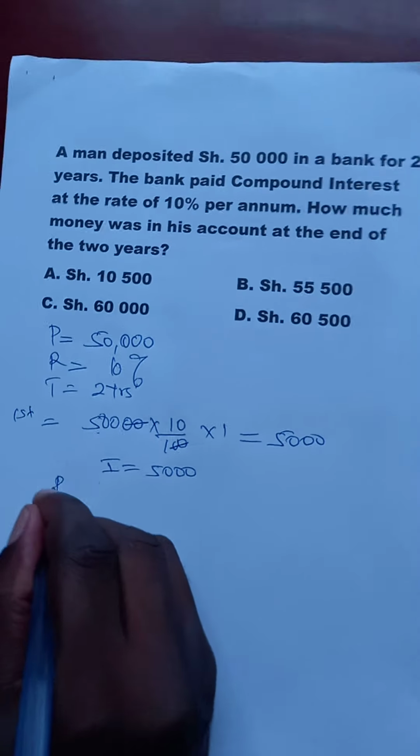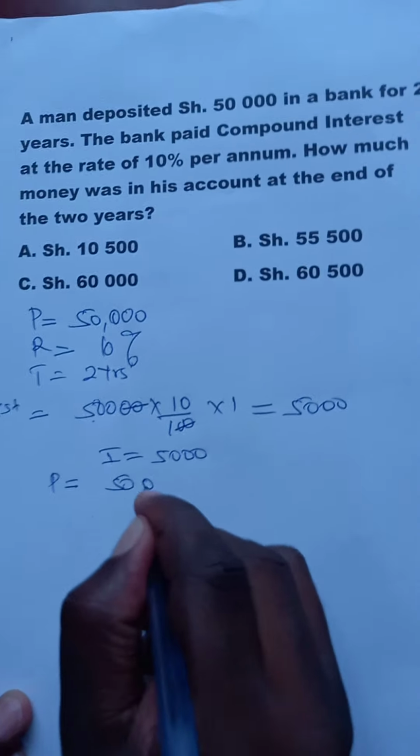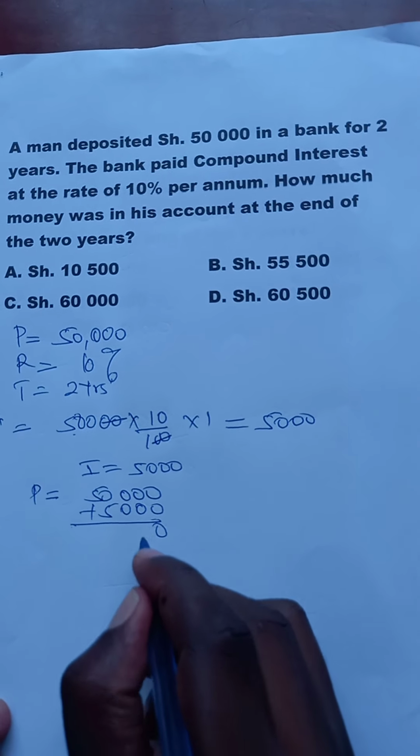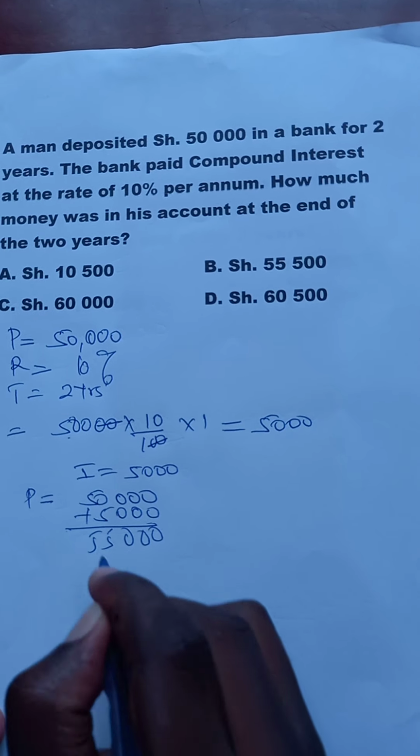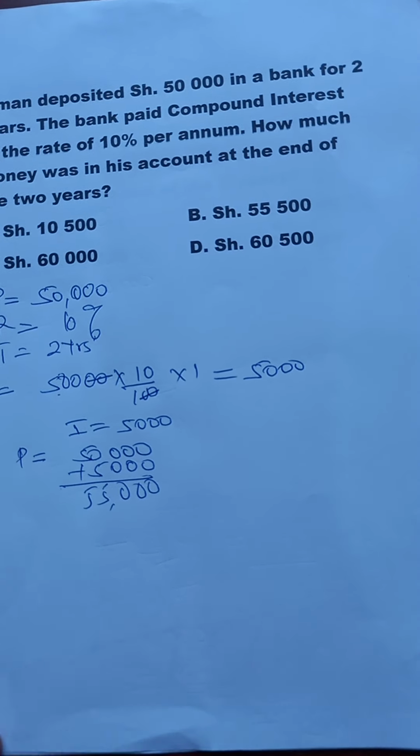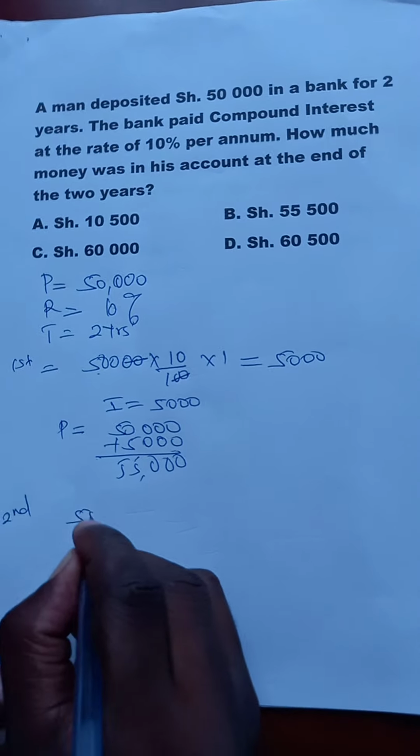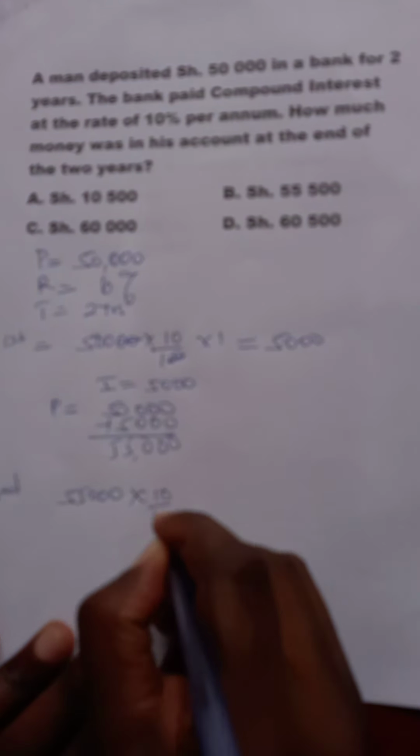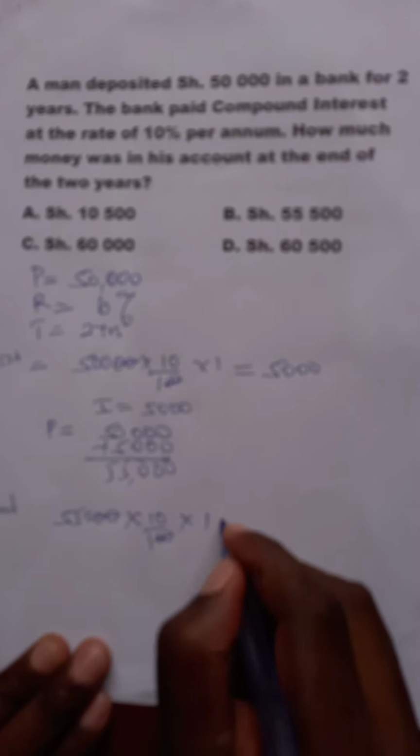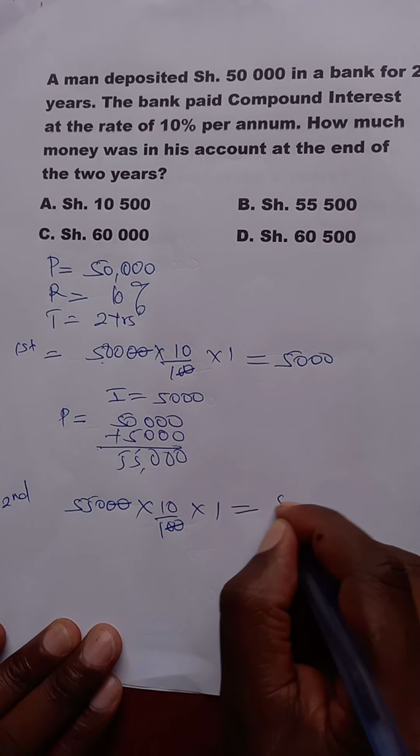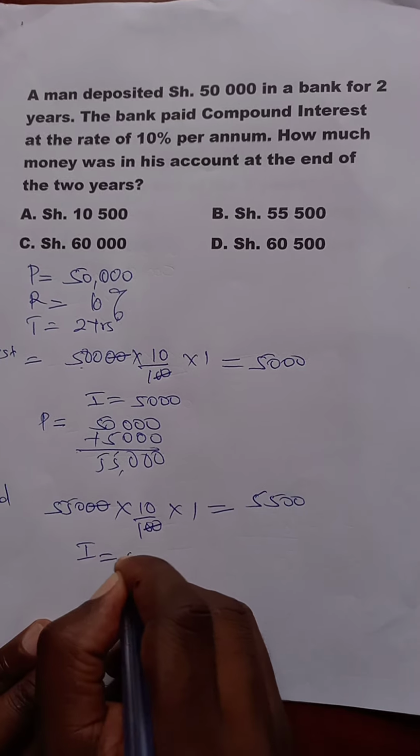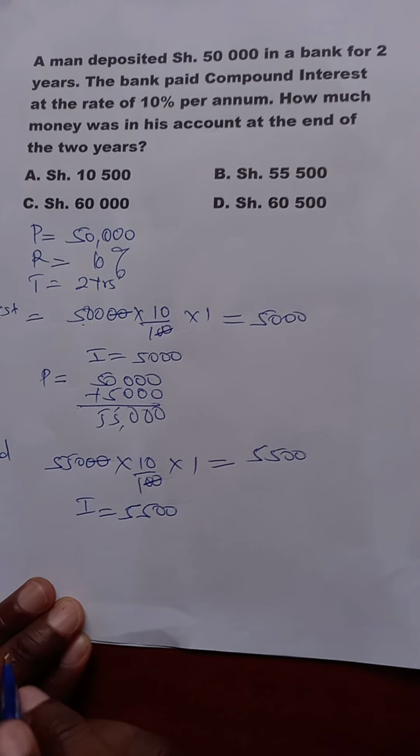We want to get principal 2, which will be 50,000 plus 5,000, which gives us 0, 0, 0, 5, 5. Principal 2 is 55,000. Second year, 55,000 times 10 all over 100 times 1. The zeros cancel, the zeros cancel. 550 times 10, 5,500. Interest 2, 5,500.